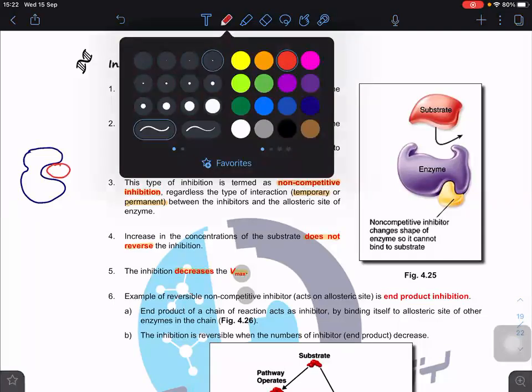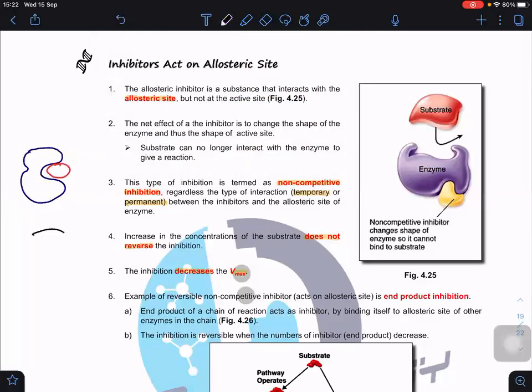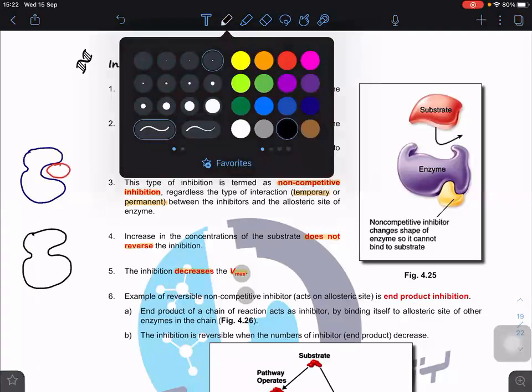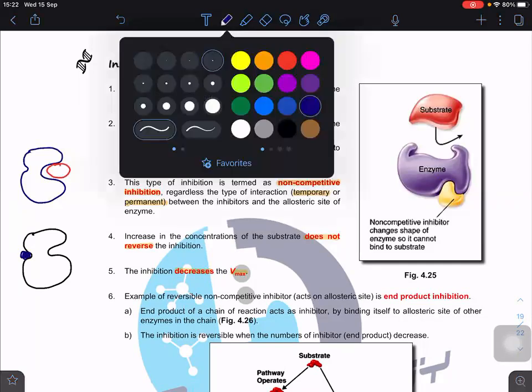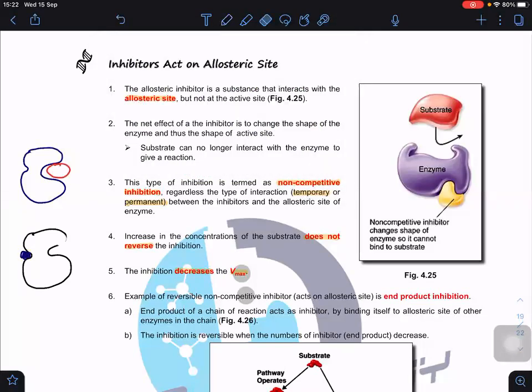Okay, now next, let's say there is an inhibitor bound, and this is my enzyme again. So when the inhibitor binds to this allosteric site, what will happen is the enzyme will change its shape. Okay, so the shape may be changed this way. So when it has changed, now my substrate no longer can bind. Okay, the substrate no longer can bind. So this is how an allosteric site inhibitor functions.